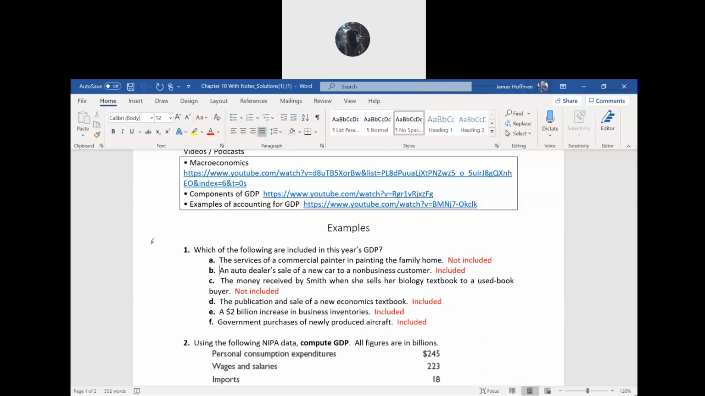Okay, B, an auto dealer's sale of a new car to a non-business customer. It doesn't really matter who the customer is, but the sale of a new car, yeah, that's a new good or service, so that's included. It goes into probably, or it doesn't, we don't know because we don't know who bought it. But a new car, that is included in GDP.